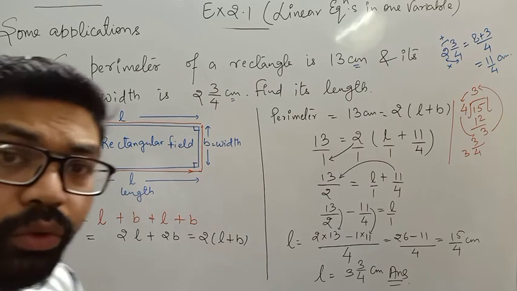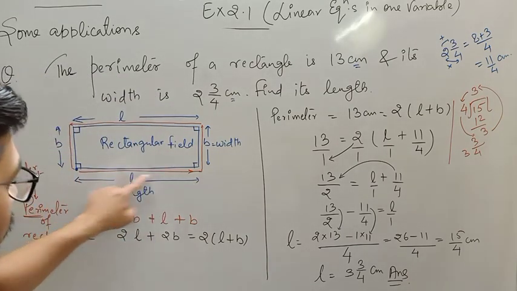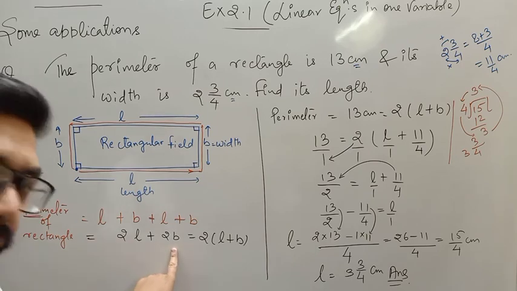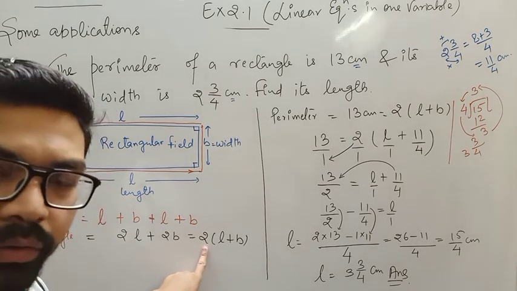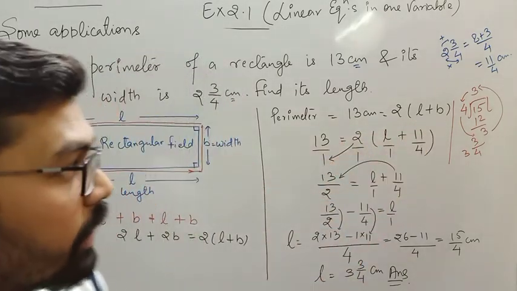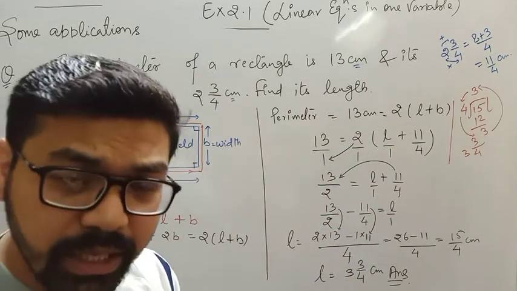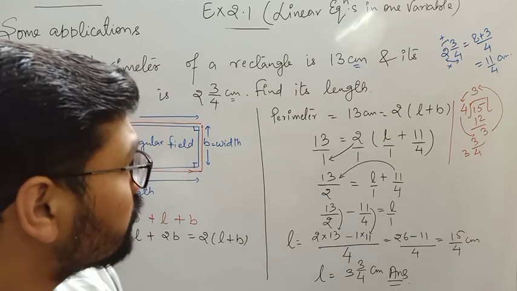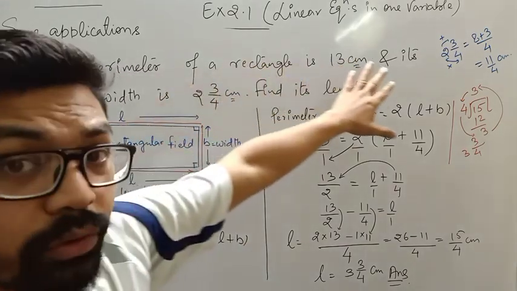How do I get 2(L plus B)? Because L plus B plus L plus B gives me 2L plus 2B, or I can simply write 2 outside the bracket, (L plus B). So twice (L plus B) is the perimeter. Then the question arises, are the values of L and B given to us or not? Then you read the question.